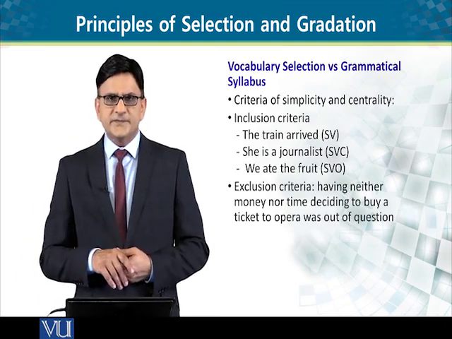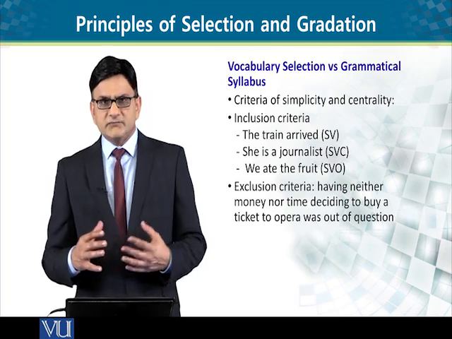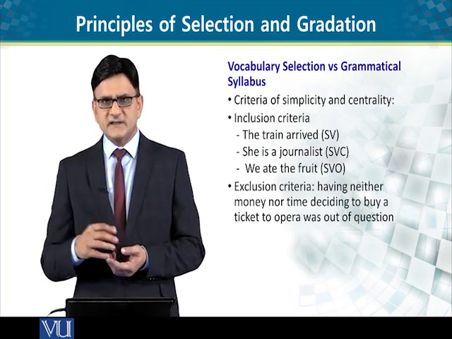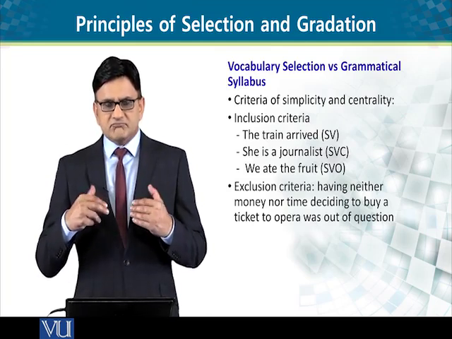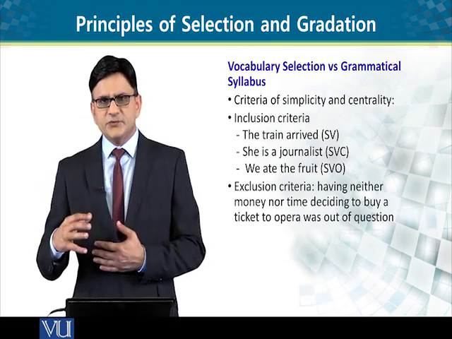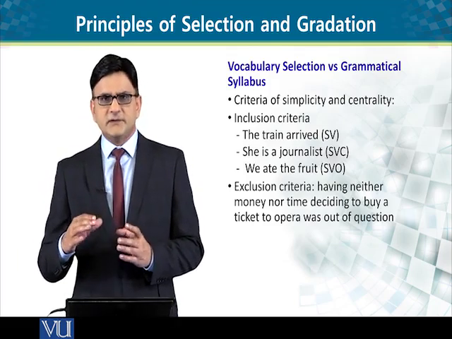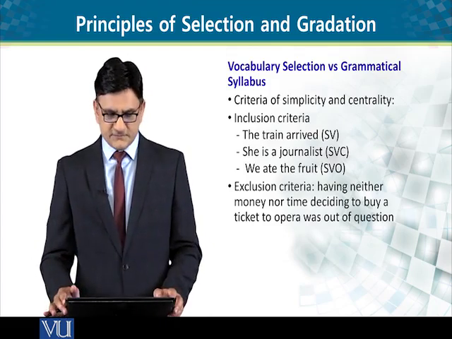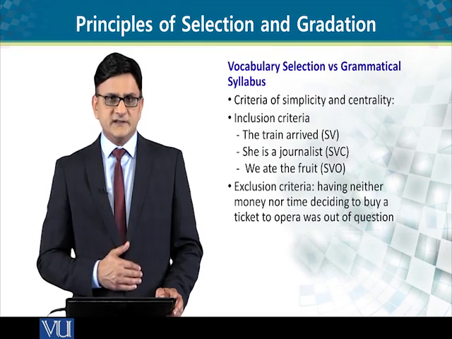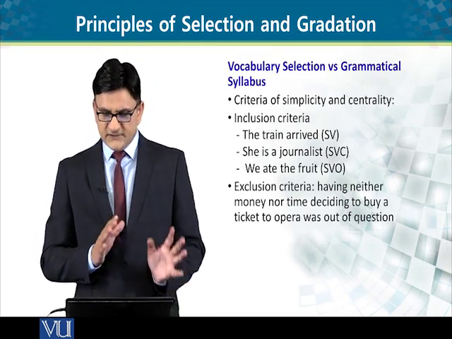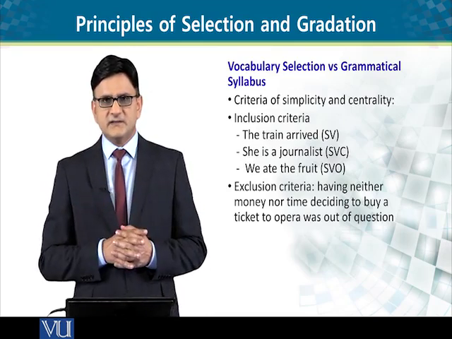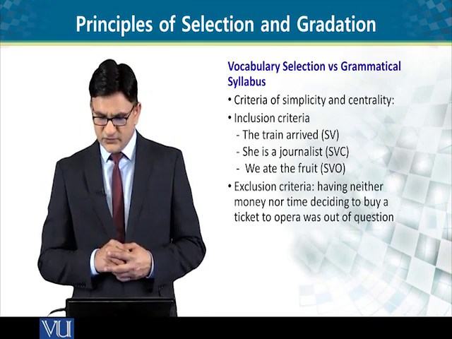Subject, verb, object. So it was starting from the basics, and that was the syllabus used in books for general speaking purposes, right? And there was an exclusion criterion too. What was that? Excluding the sentences which are too complex and too long.